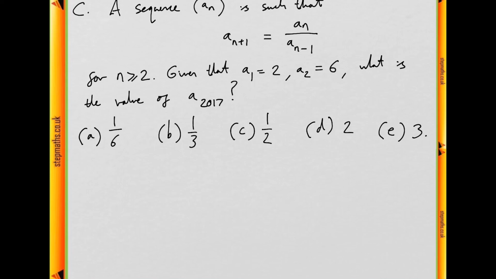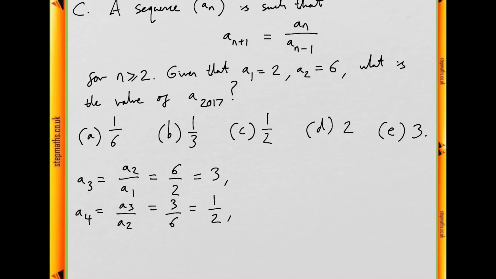So let's look for A3. By this formula it's A2 over A1, and we know what they are, just 6 and 2. So it's 6 over 2, giving us 3. What about A4? It's A3 over A2, which is 3, the one we found last time, over 6, or a half. Similarly, A5 is a half over 3, or a sixth.